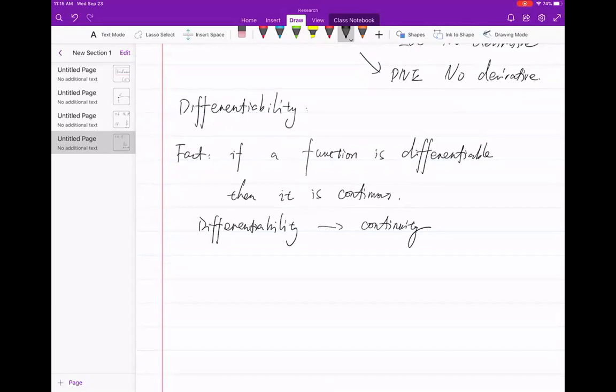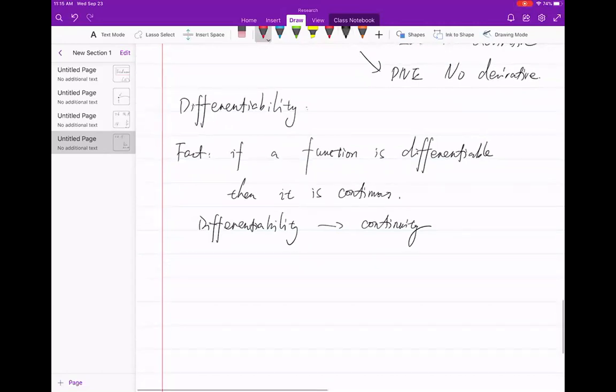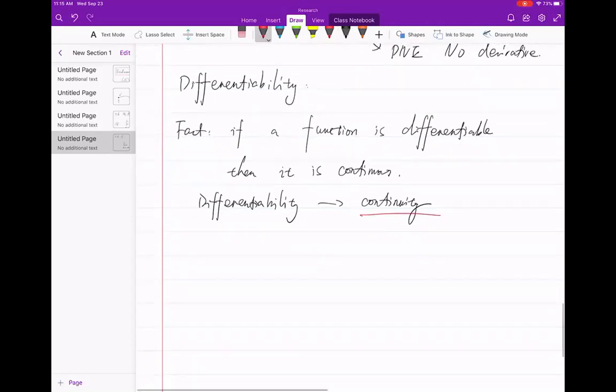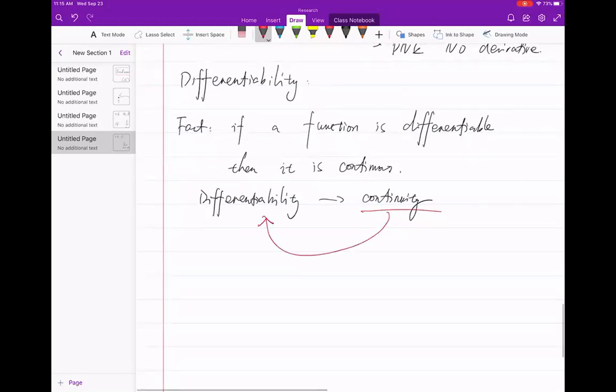Then you realize, well, that's not the direction we want, because it's very easy for us to check if something is continuous. What we really want is, if we know some function is continuous, what can we say about differentiability? We want the other direction. Now here's the problem. If differentiability implies continuity, is there a guarantee that continuity is going to imply differentiability? The answer is no. You switch the order, the conclusion may fail.